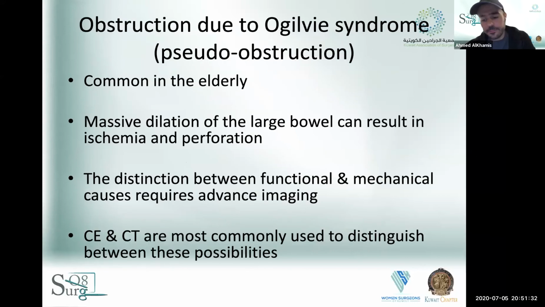Okay, Ogilvie. Very common. Massive dilatation of the large bowel can result in ischemia and perforation, so it's serious. That's the difference between functional and mechanical: it's a functional disease. CT scan with rectal contrast is the most common test to find out whether it is a pseudo-obstruction or a real obstruction, and CT with rectal contrast is the best test.